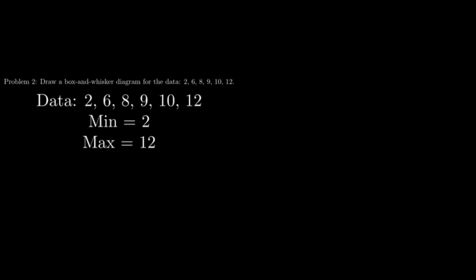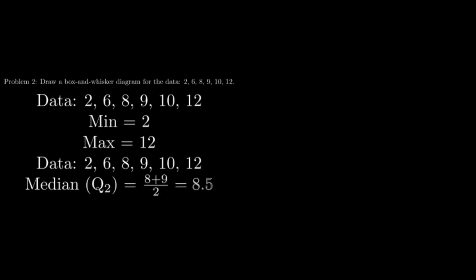Great. Now for the second review problem. We need to draw a box and whisker diagram for the data set 2, 6, 8, 9, 10, 12. This diagram is a great way to visualize the spread and center of a data set. First, we need the 5-number summary: the minimum, first quartile, median, third quartile, and maximum. The data is already in order. The minimum is 2 and the maximum is 12. These will be the ends of our whiskers.